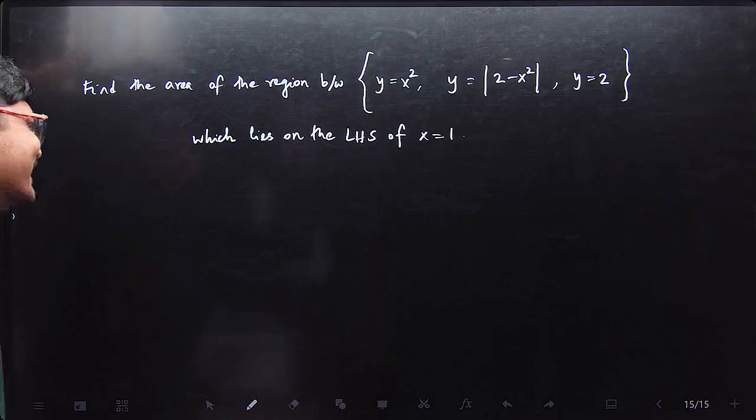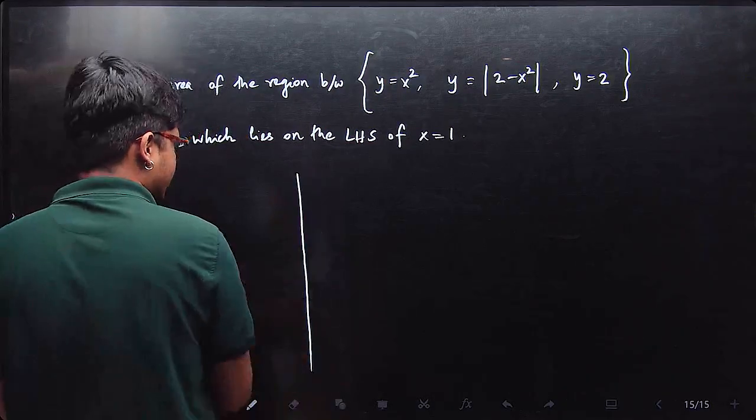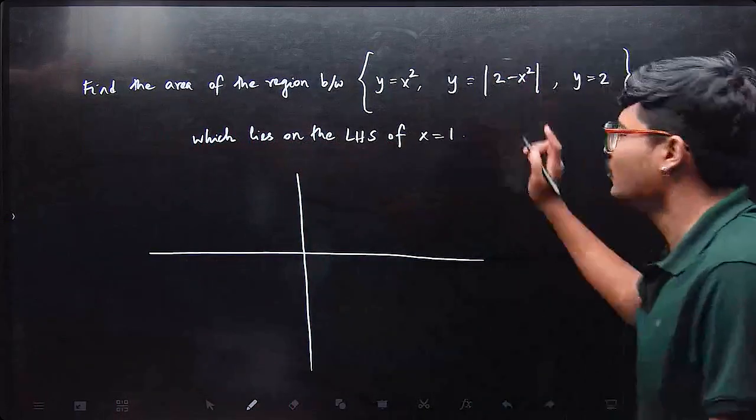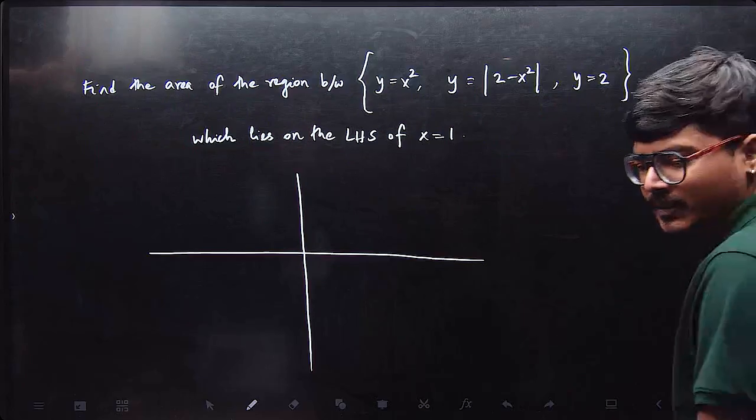Okay, start off with the most complex graph, which is mod of 2 minus x square. So if you start off by drawing just 2 minus x square, what happens?